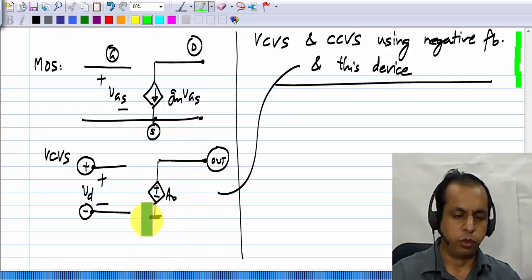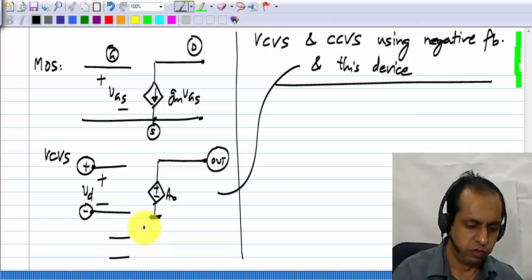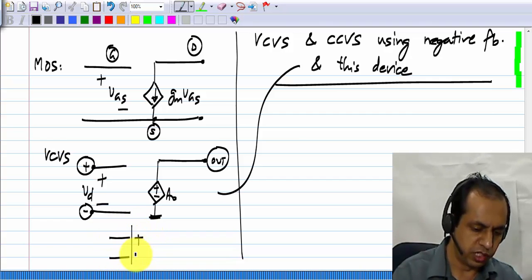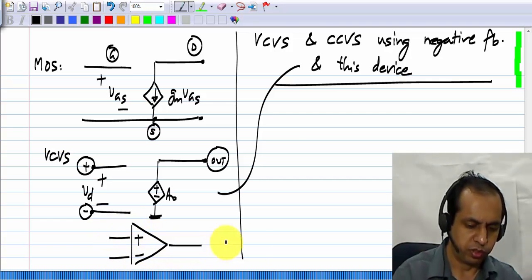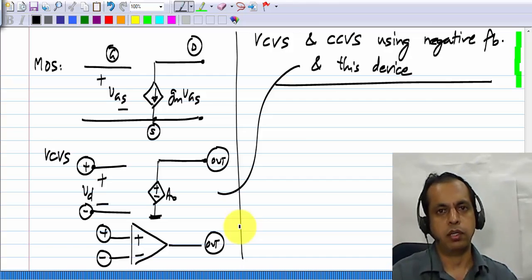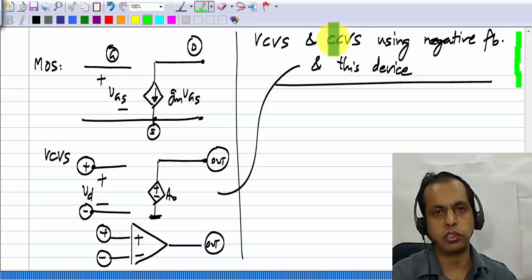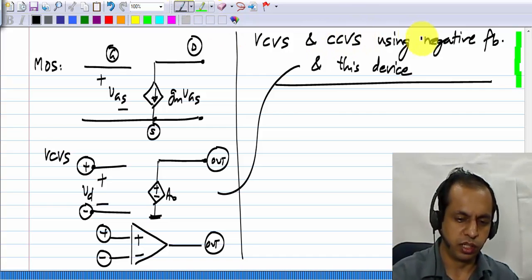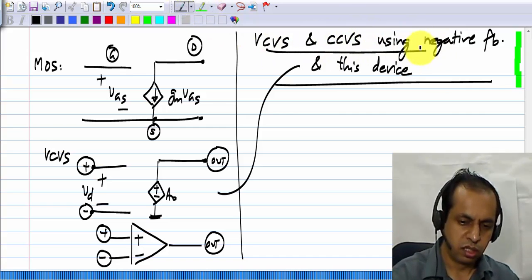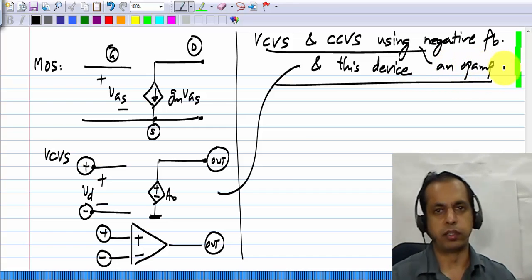Now of course I don't need to make this any more mysterious than it is. You know what this is the model of. It is the model of what is a very popular device, the operational amplifier or the op-amp. This is the output, this is the plus terminal, and this is the minus terminal. So essentially what I'm saying is, we will try to realize the voltage controlled voltage source and current controlled voltage source using an op-amp in negative feedback.